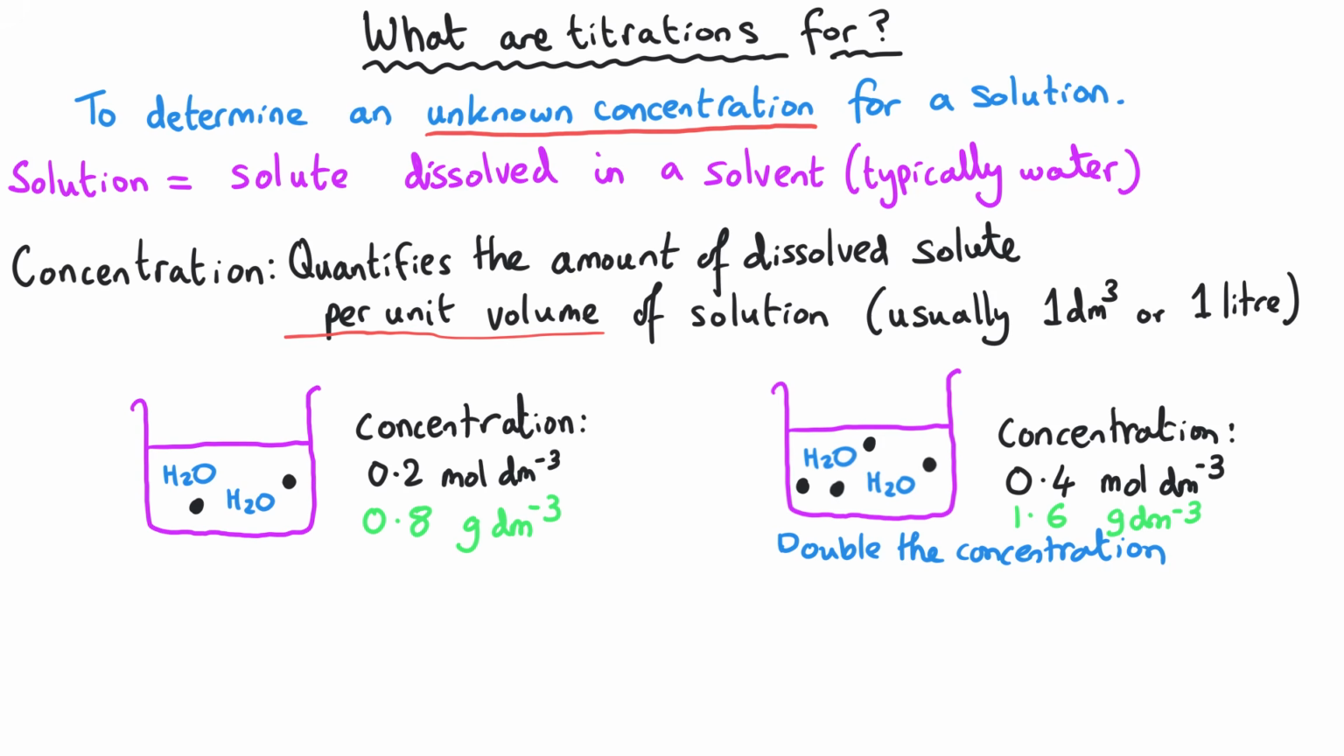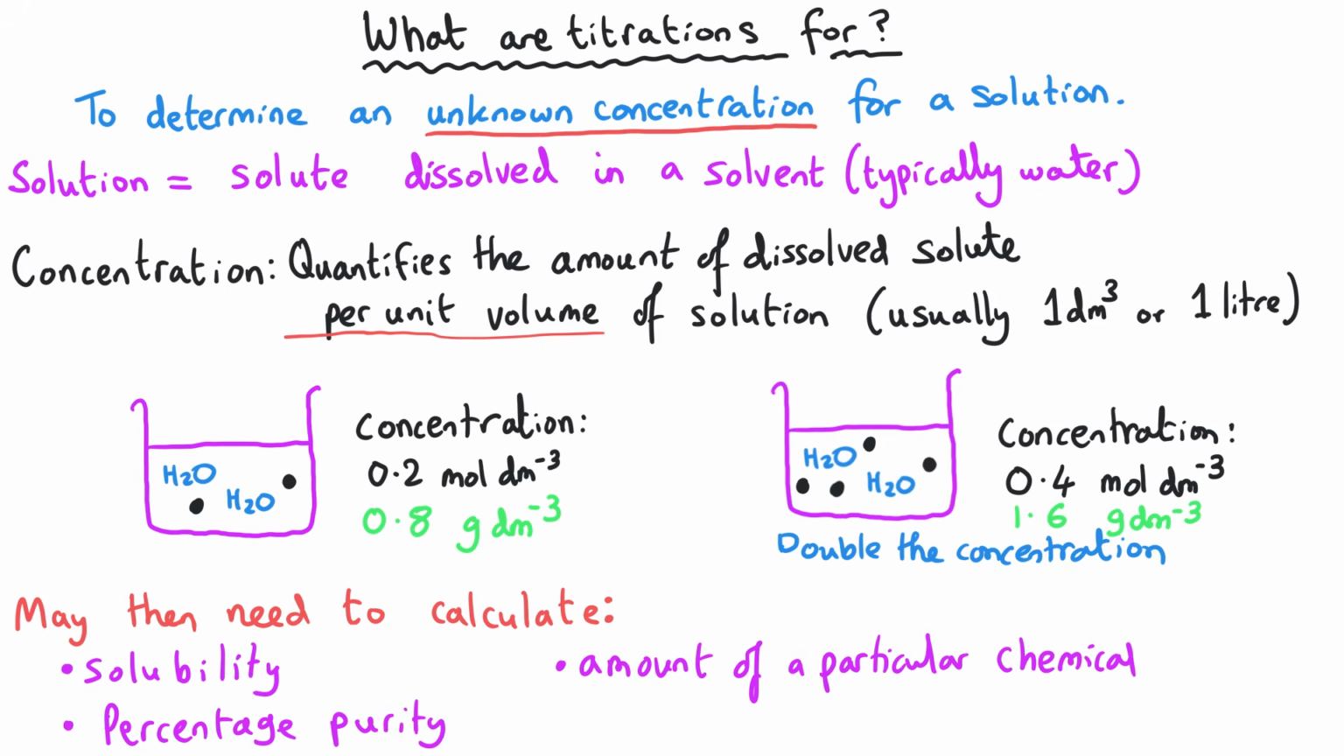Having found these concentration values out, that might be our final goal for a titration, but sometimes an exam question needs you to go a little bit further. So you might be calculating the solubility of a substance, or the percentage purity, or the amount of a particular active ingredient within the solution, or maybe identify part of a sample. I'm not going to look at these today, but I will be looking at them in some exam question walkthrough videos that will be available soon.